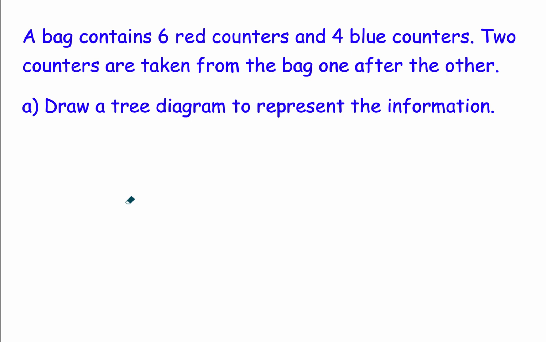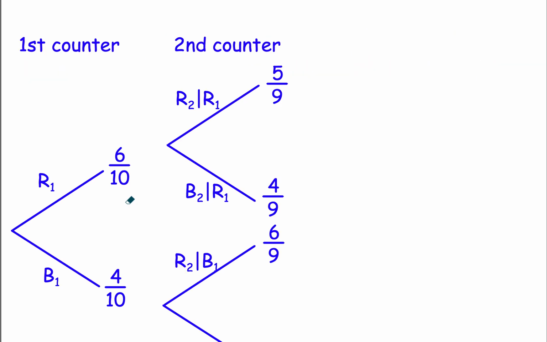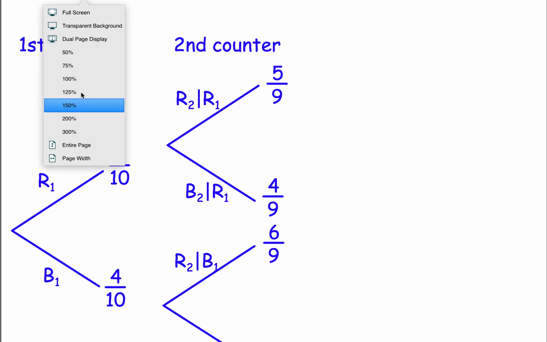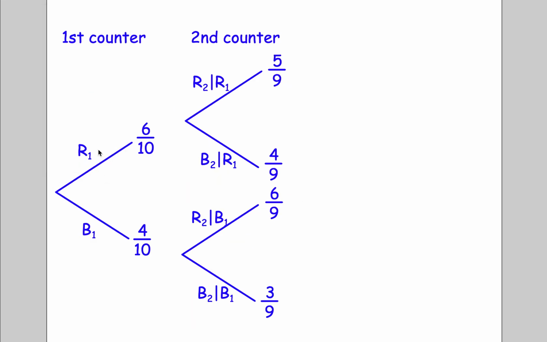Okay, so hopefully you've had time to do your tree diagram, and this is what I get for mine. So I've got the first counter being red, probability of that is 6/10, first counter being blue, probability of that is 4/10. I haven't cancelled any of my fractions down. The reason for that is so that I have absolutely no chance of messing this number up.